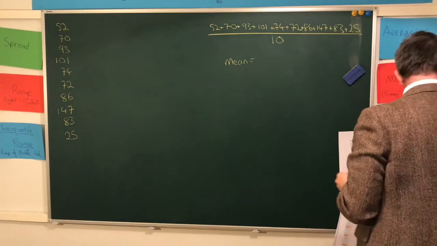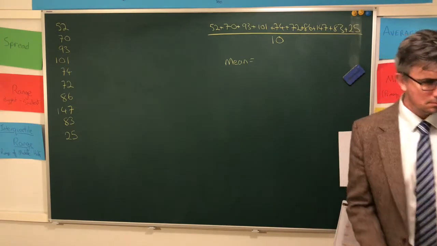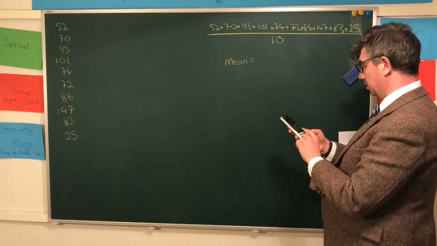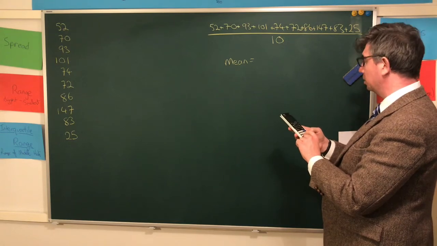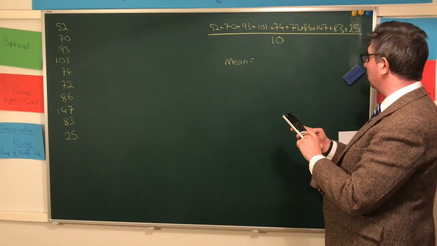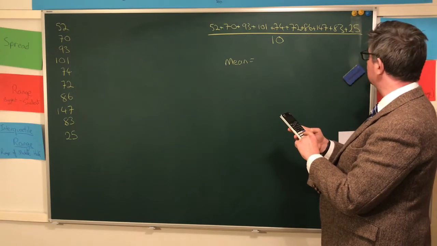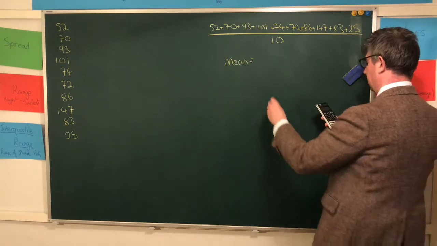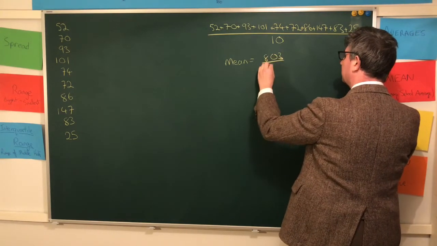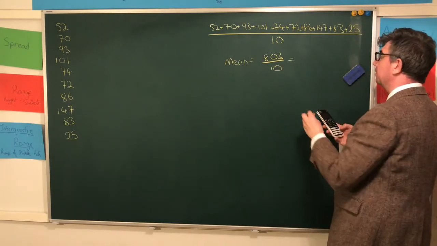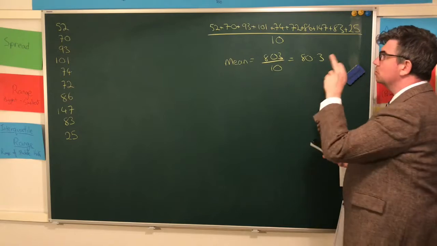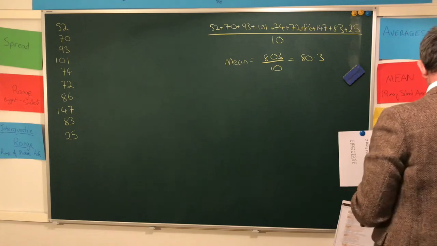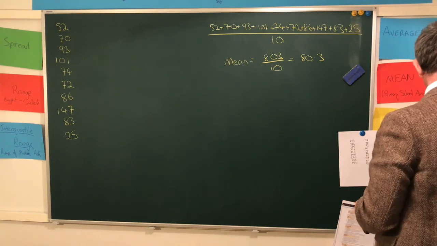So the mean will equal 52 plus 70 plus 93 plus 101 plus 74 plus 72 plus 86 plus 147 plus 83 plus 25, which is equal to 803. 803 all over 10, and that's equal to 80.3. So just check my arithmetic, guys. Do not believe a word I ever say. But that's definitely how we calculate the mean. The method is good.